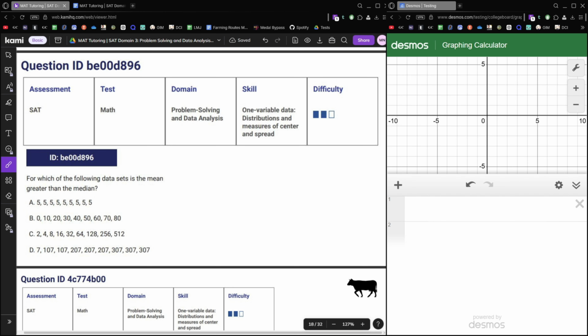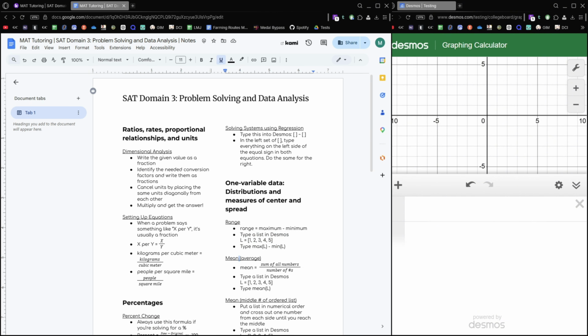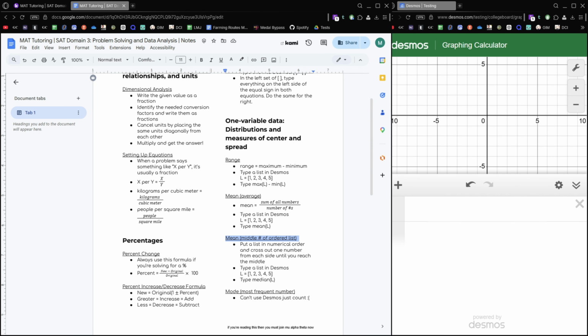Slide number 18. They give us 4 lists in our answer choices and ask us in which one is the mean greater than the median. Let's take a quick look at the notes. The mean is gonna be the average, and the median is gonna be the middle number of a list. Now you can see finding the mean and median are gonna be a lot of work. So instead, let's do the Desmos method and make a list inside of Desmos.